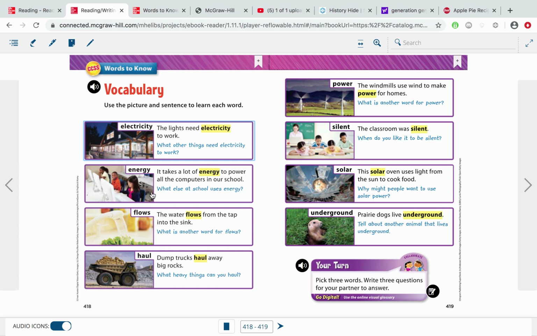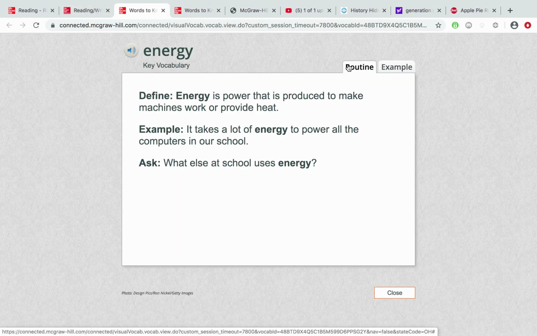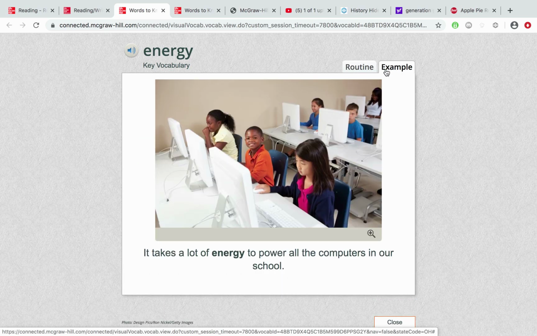It takes a lot of energy to power all the computers in our school, and that's very true. Lots of plugs on the computer carts in the hallway, right? And starting with the definition, energy is power that is produced to make machines work or provide heat. Sometimes we have heat in the winter, or your oven has heat, and energy helps power that. And here's your example of all these computers these kiddos are using in class.